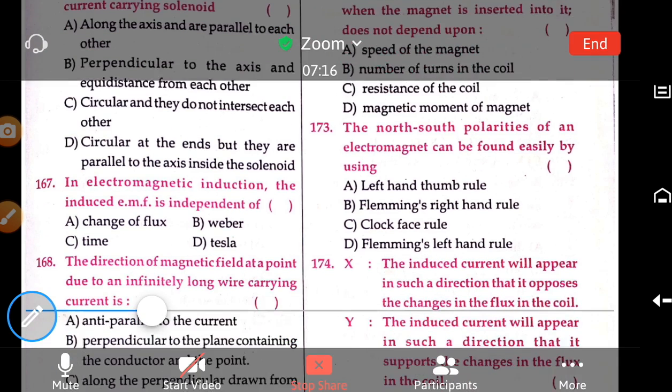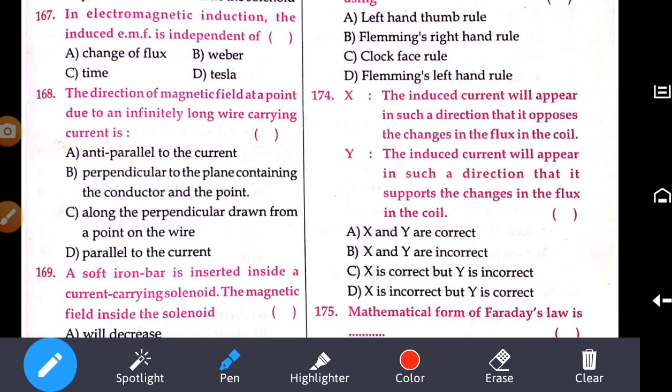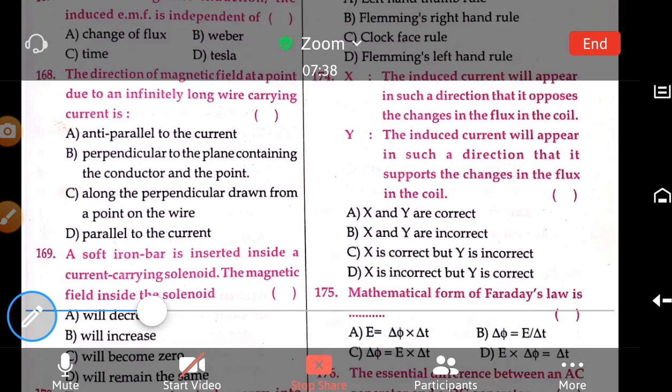Let's see the 168th question. The direction of the magnetic field at a point due to an infinitely long wire carrying current. The direction of the magnetic field will be perpendicular to the plane containing the conductor and the point. Option B is our answer.